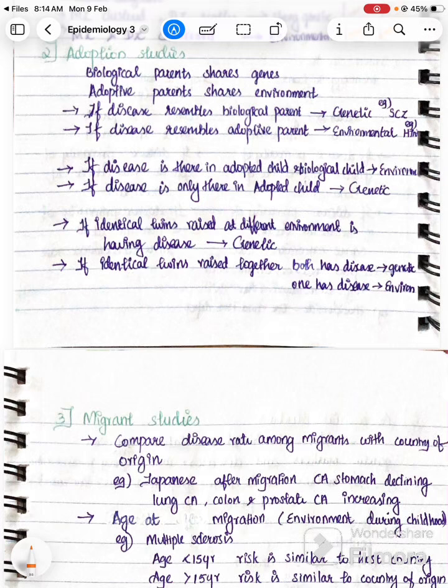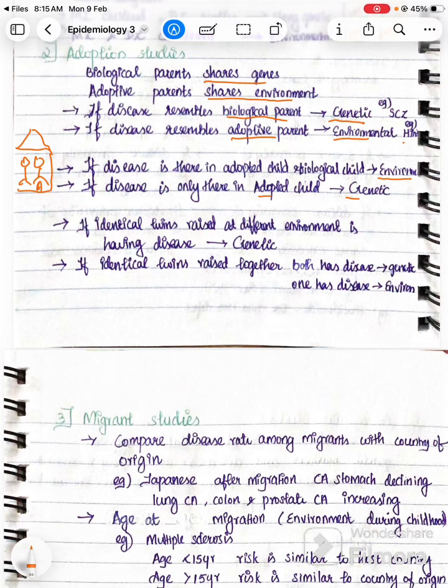So next one is adoption studies. Biological parents share genes. Adoptive parents share the same environment. Now if the disease resembles the biological parent, it means the disease is of genetic origin, for example, schizophrenia. If the disease resembles the adoptive parent, it means the disease is of environmental origin, for example, hypertension. If the disease is there in the adopted child and biological child, it is of environmental origin. If the disease is only there in the adopted child, it may be of genetic origin.